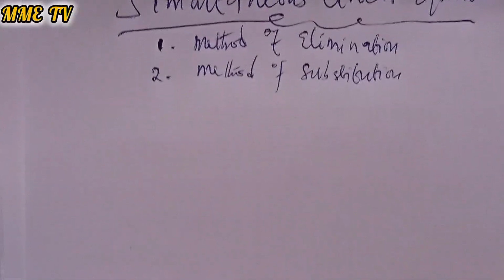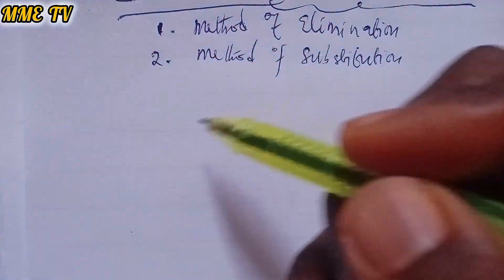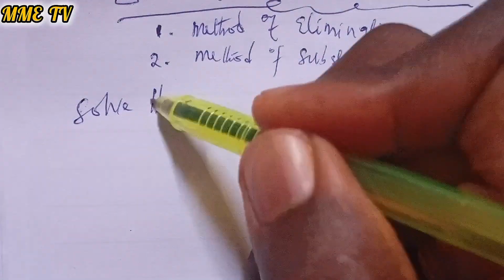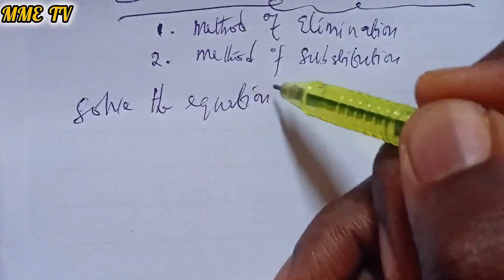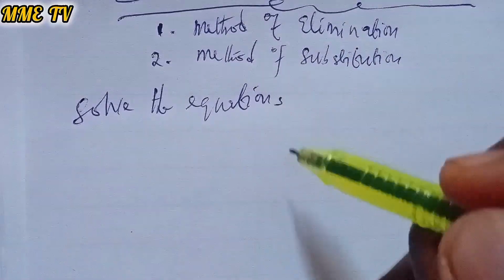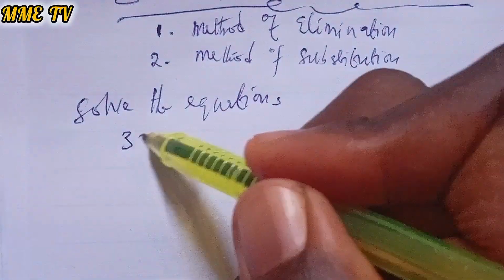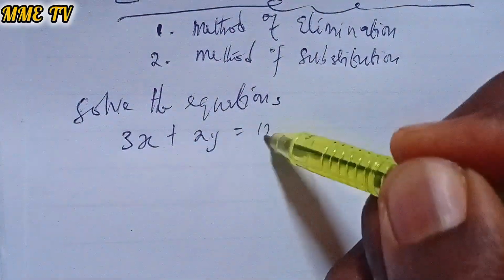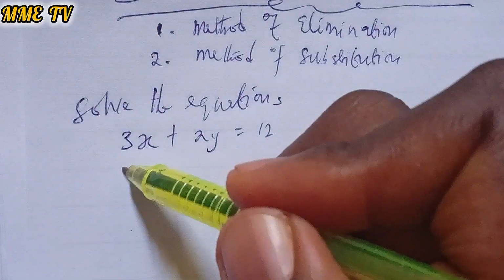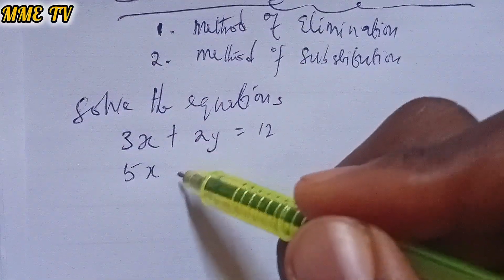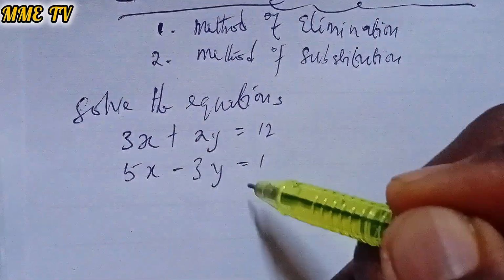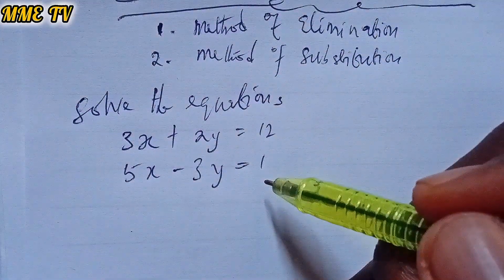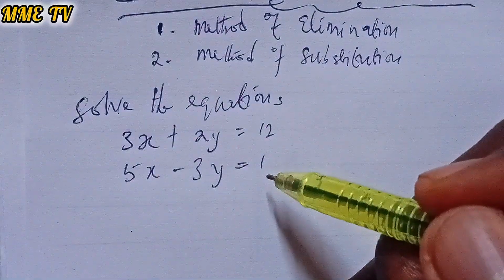Assuming that the question states, solve the equations, because it's always two: 3x plus 2y is equal to 12, and 5x minus 3y equal to 1. And you're asked to solve these equations now using the elimination method. How do you cope with solving this?